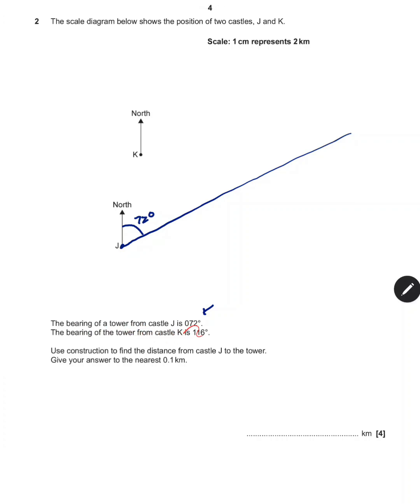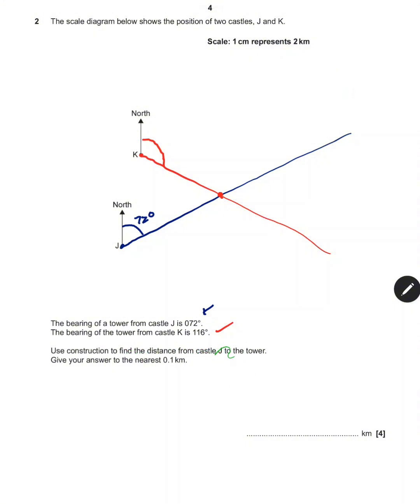It says the bearing of the same tower from castle K is 116 degrees. So there's K. Again, grab a protractor. You're going to measure around beyond 90 degrees. It'll be about there to 116. And I'm just going to draw that. Here is your tower, the tower that it's talking about.